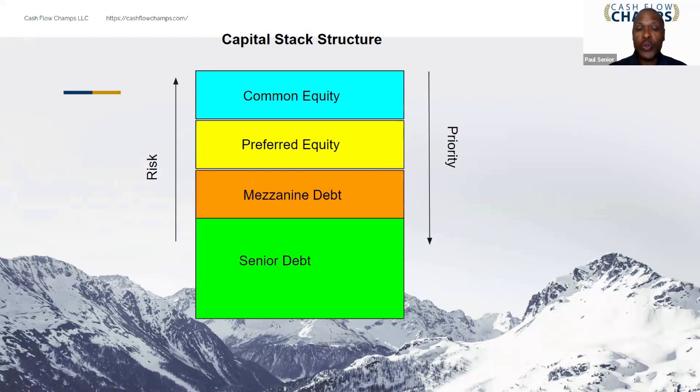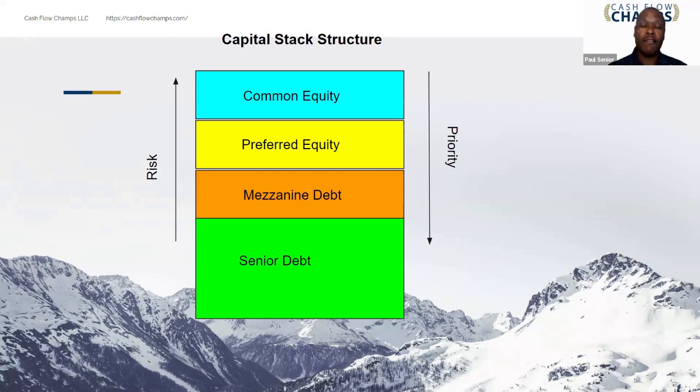An investor's return on investment is directly proportional to the risk. So the higher the risk, the higher the return on the investment. The senior debt is in a position of lowest risk, so it gets the lowest interest rate, which equates to the lowest return. So as you go up the capital stack from the senior debt to the common equity, your cost of capital tends to increase. So the return to those investors will increase as well.